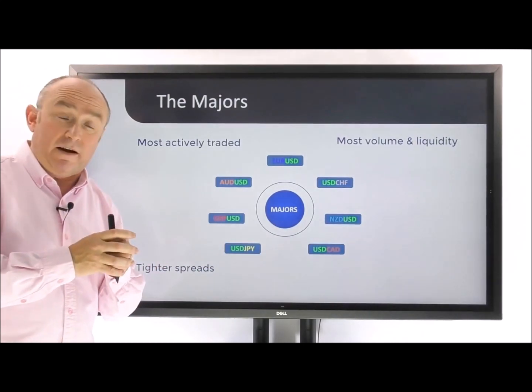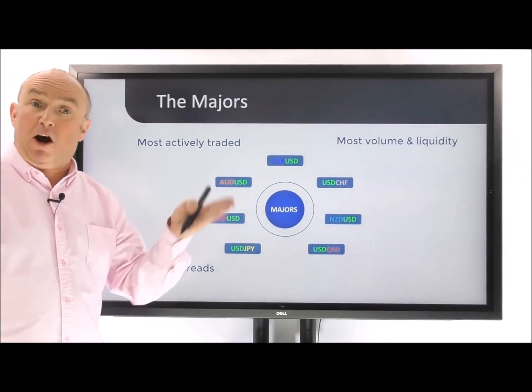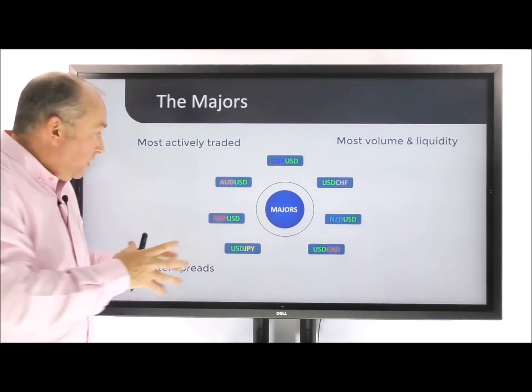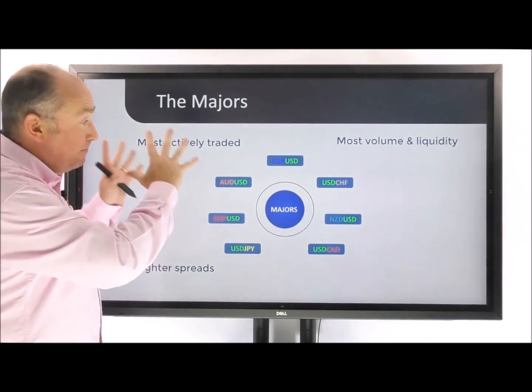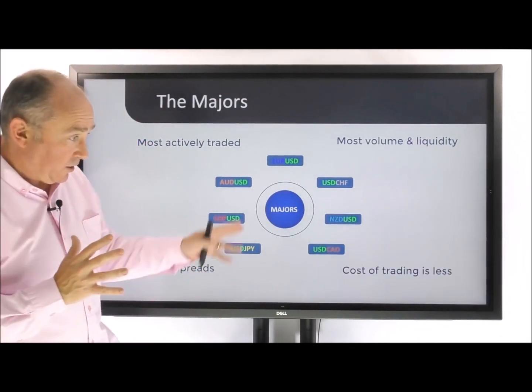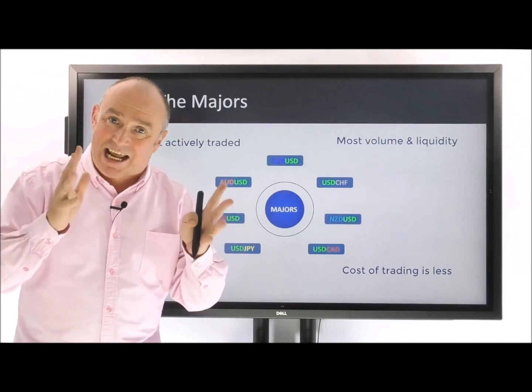If you're buying a stock for $5 and the bid price is $4, well, the cost of entry on that is $1. So the more actively traded the currency pair, the majors, the tighter the spread, the less cost it is to trade. So the cost of trading the majors is less.